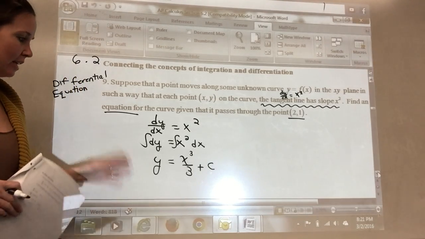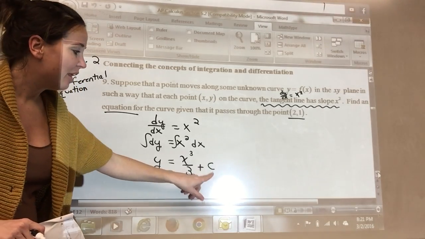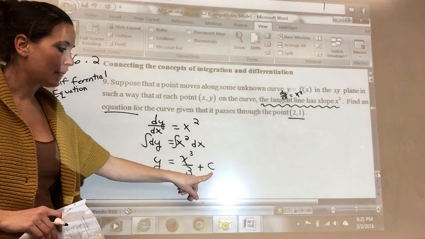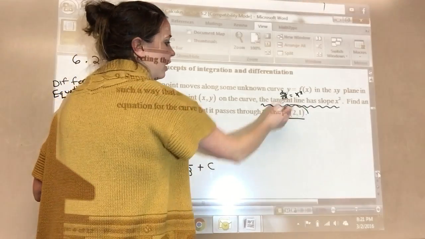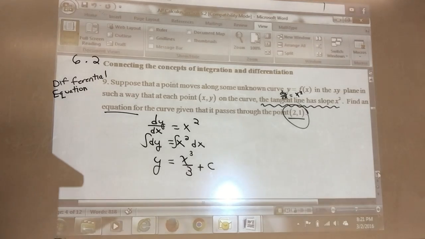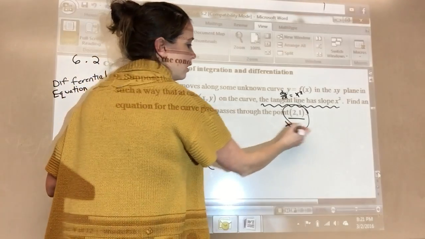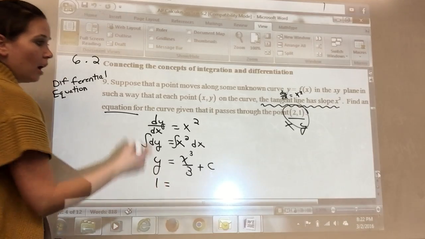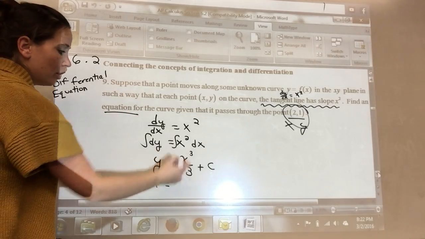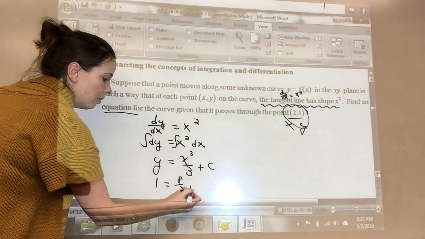Okay, so what I'm saying is, just to finish this example, the C here needs to be solved for. So what are we going to do? How are we going to figure that out? Well, here it is right there. We have the ordered pair 2, 1. So this is your X, and this is your Y. So you simply sub that in. So here's my Y is 1. X is 2, so 2 to the third is going to get me 8 thirds plus C.